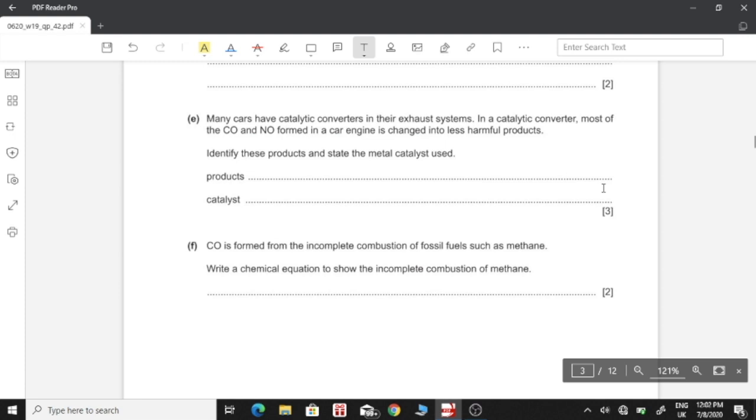Alright, so the products are carbon dioxide and nitrogen, which are far less harmful than carbon monoxide and nitrogen monoxide. And the catalyst used is platinum.